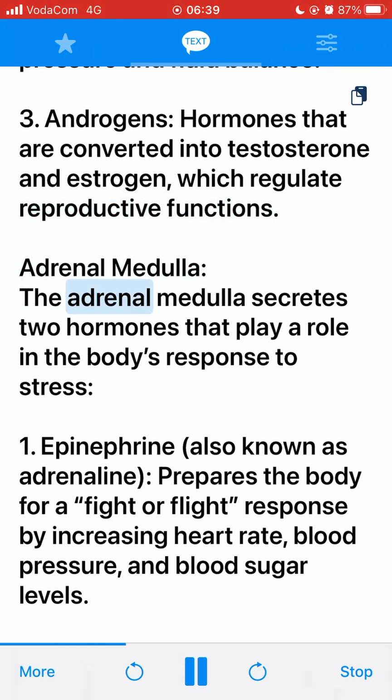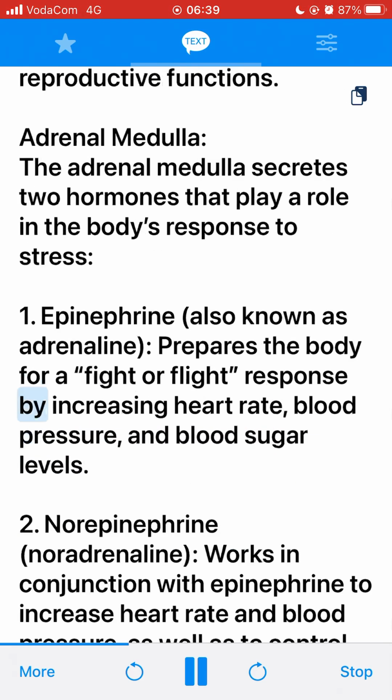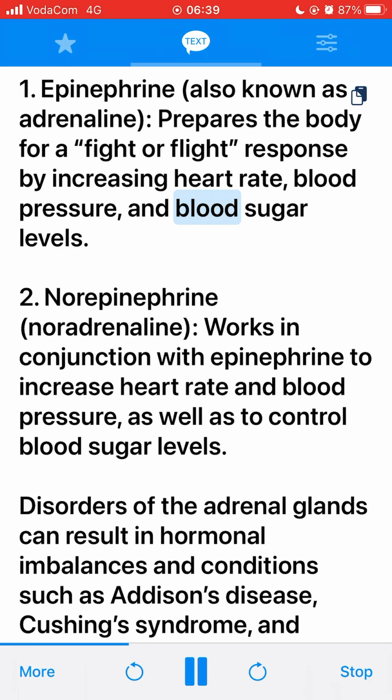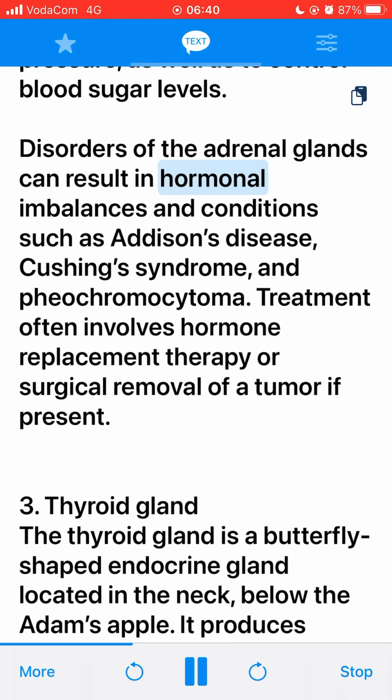Adrenal medulla. The adrenal medulla secretes two hormones that play a role in the body's response to stress. 1. Epinephrine, also known as adrenaline, prepares the body for a fight or flight response by increasing heart rate, blood pressure, and blood sugar levels. 2. Norepinephrine, noradrenaline, works in conjunction with epinephrine to increase heart rate and blood pressure, as well as to control blood sugar levels. Disorders of the adrenal glands can result in hormonal imbalances and conditions such as Addison's disease, Cushing's syndrome, and pheochromocytoma. Treatment often involves hormone replacement therapy or surgical removal of a tumor if present.